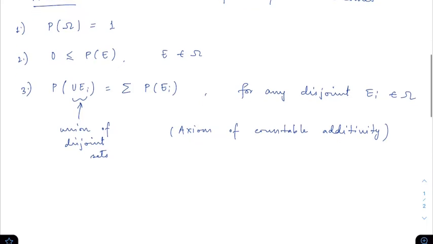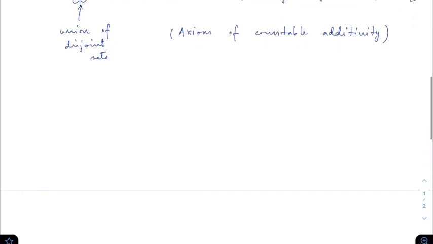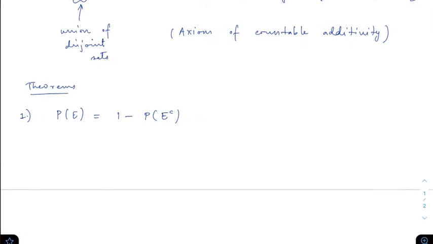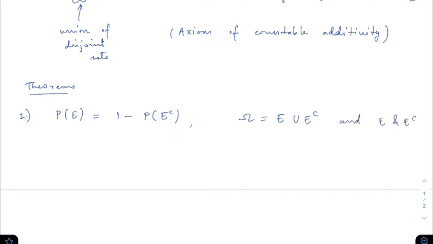Now, it is straightforward to see that these axioms lead to the following theorems. The first is that the probability of the occurrence of an event is 1 minus the probability of the non-occurrence of the event. So here E^C refers to the complement of E. We can write Omega as the union of E and E^C, and E and E^C are disjoint. In set theoretic language, E^C is the set complement of E.